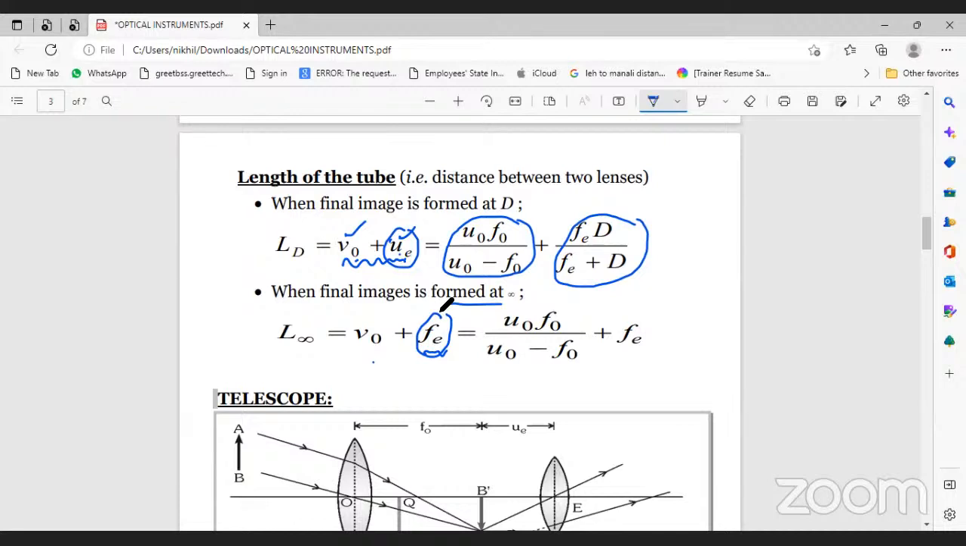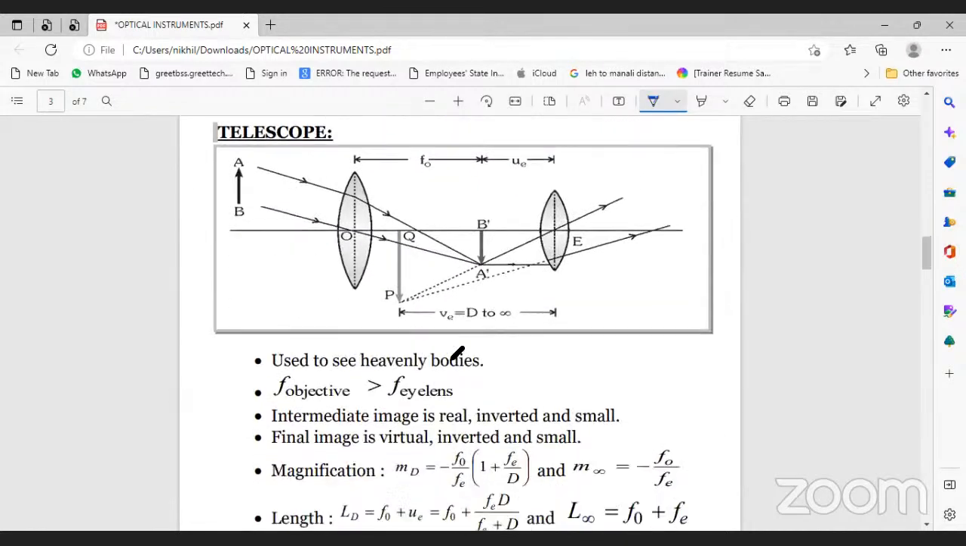Any doubt related to compound microscope? Understood, sir. Yeah, thank you. Good. Let us go ahead. That is telescope. You know that a telescope is used to see distant objects.